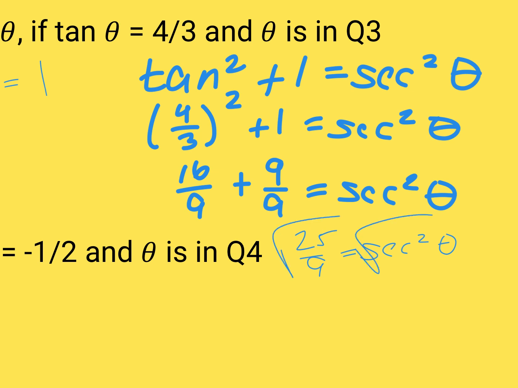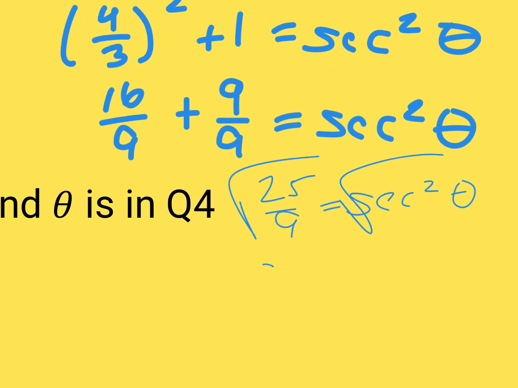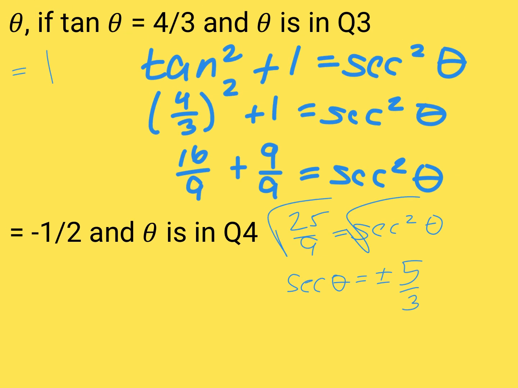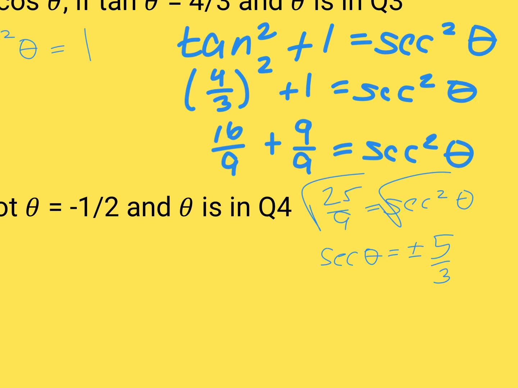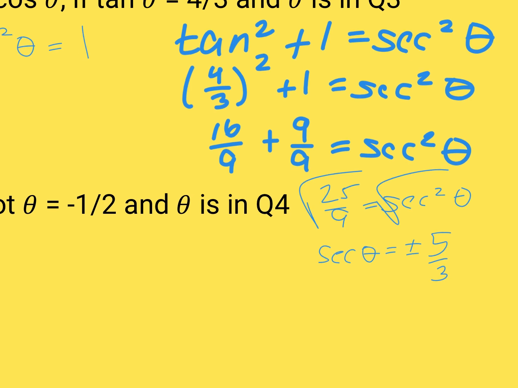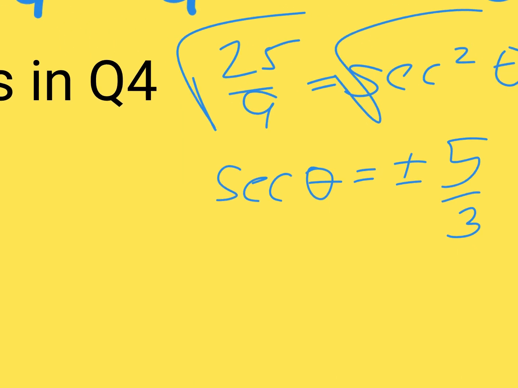Regular secant. So I'm going to take the square root of both sides. So secant theta equals plus or minus what? 5/3. Okay, why is that helpful that I just found secant? Well, hold on, I can't plug it into sine squared, cosine squared. It's the reciprocal. If secant is 5/3, then what is cosine? Okay, so cosine of theta is plus or minus 3/5.